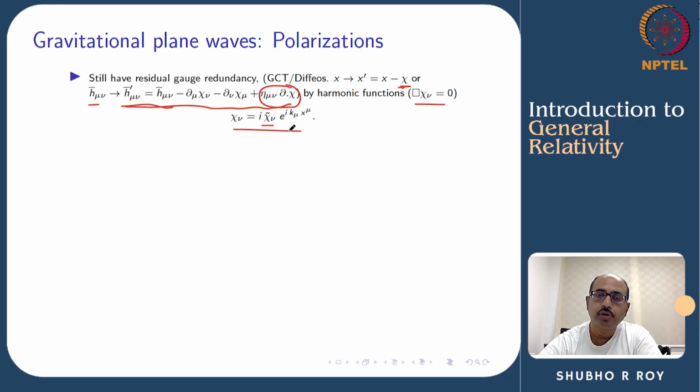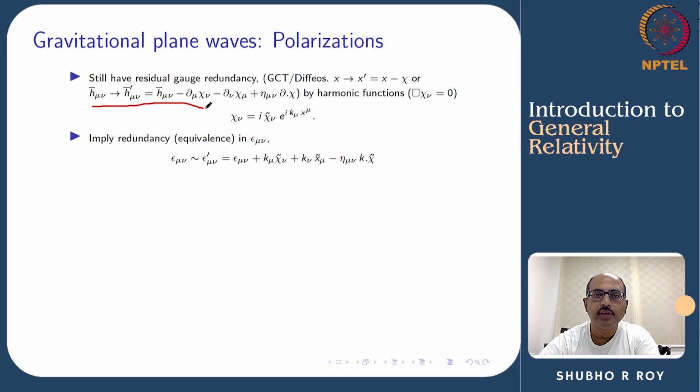Unfortunately, in Carroll's notes, he doesn't include a factor of i here, and as a result, in all equations involving the polarization tensor, he has extra factors of i hanging out. That's okay, but it looks unpleasant, so that is why I'm including an extra factor of i here in the chi tilde, so that in future equations we will not have unnecessary factors of i. So, because chi mu are harmonic functions, we can always write them in the plane wave form as well, with the amplitude being chi tilde mu.